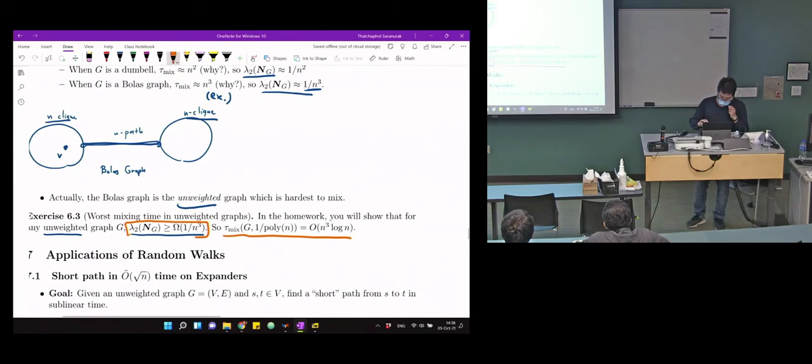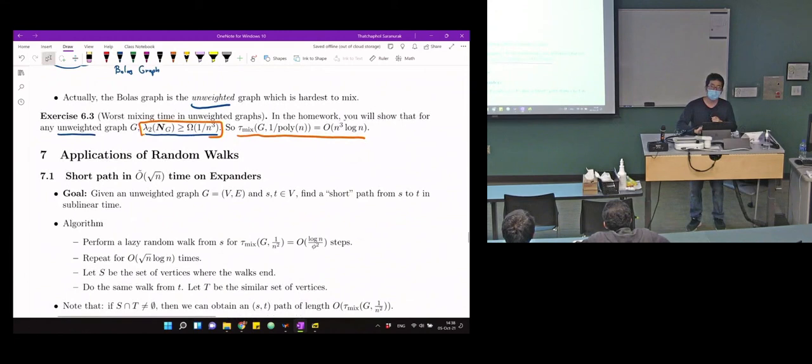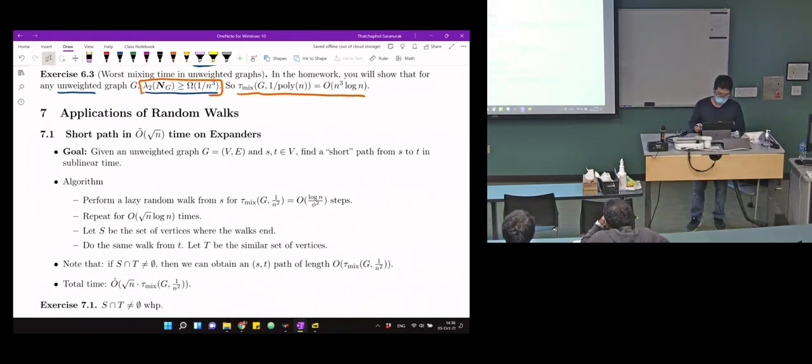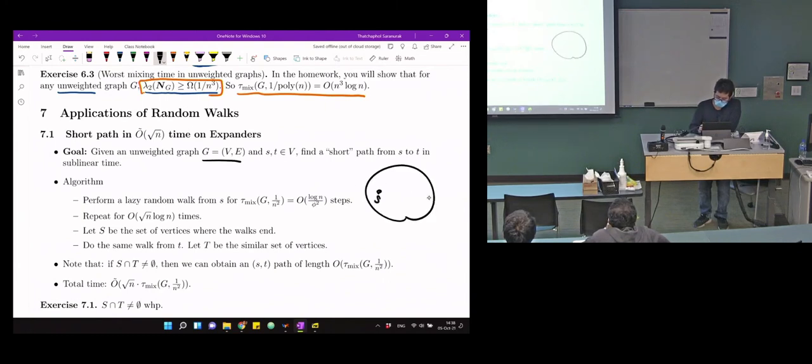So now I'm going to go quickly to the applications of random walk. First, if you have an unweighted graph and you have nodes S and T, and I want to find a short path between them, but I want to do it in sublinear time, without even reading the whole graph, then there is a cute algorithm to do this, given that we know how to do random walks.